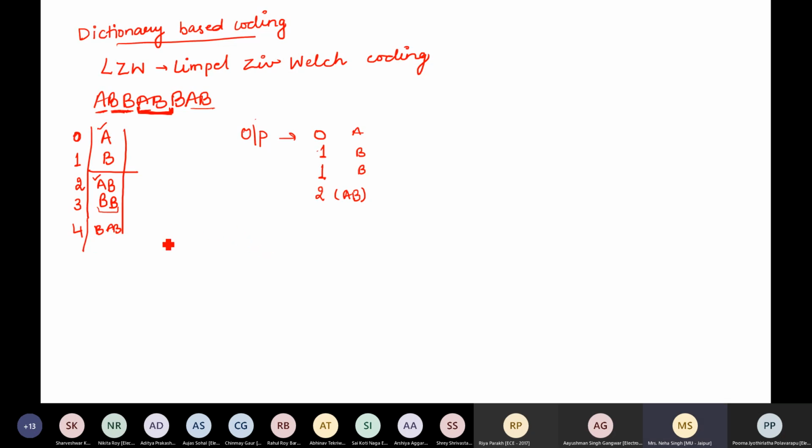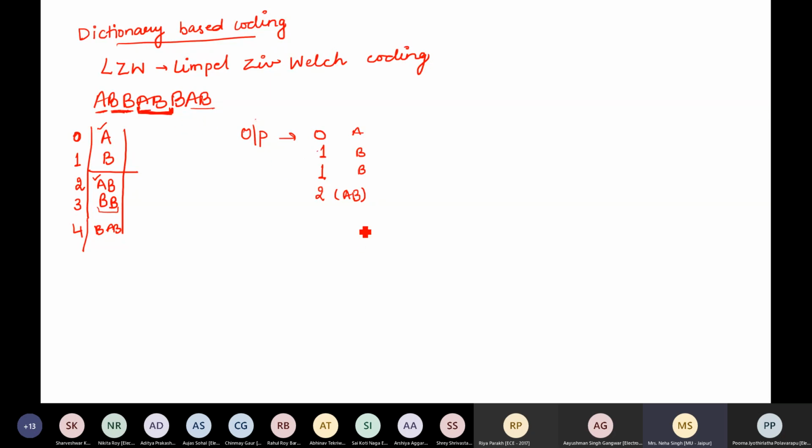But I can add at every step and use that after that step only. So if the next case is BAB, I cannot use it directly because I have just added it at this step. After a step where I have added an entry, if BAB comes next, then I will use this new code 4, right?